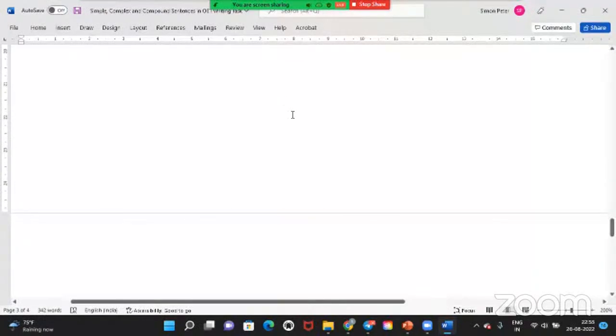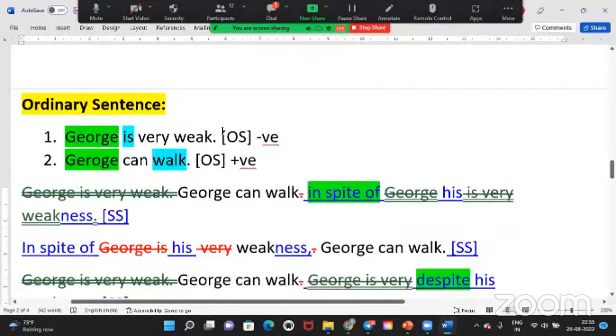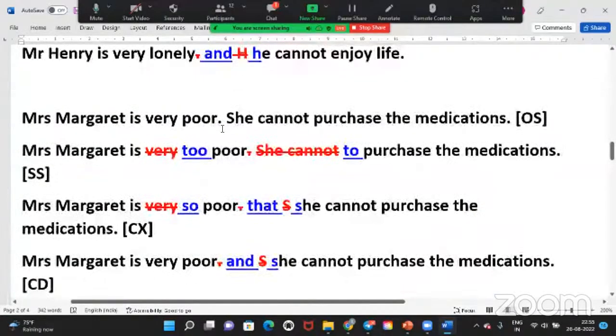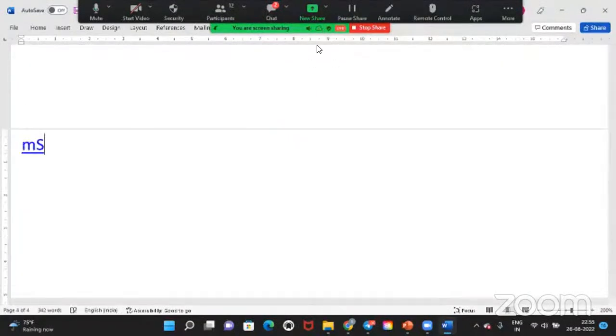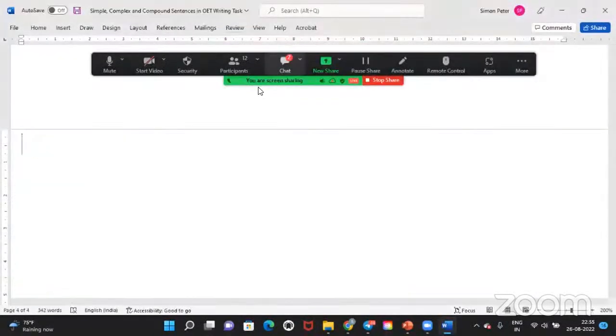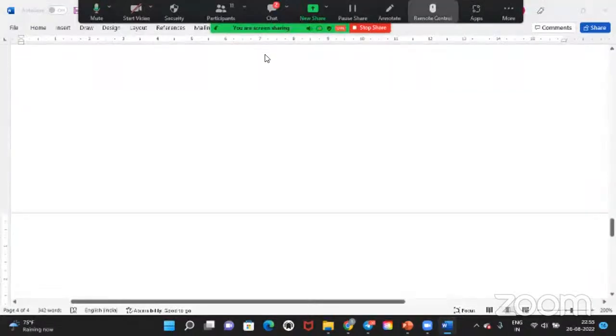Okay. What is this? Opposites. Same sentences we'll take here. Mrs. Margaret is very poor. She can purchase the medications. So the same sentence. Mrs. Margaret. So you check how many answers will be correct afterwards. Review. Okay.